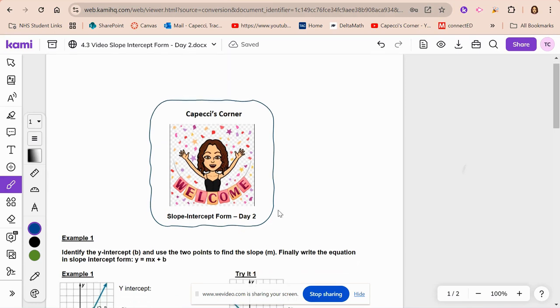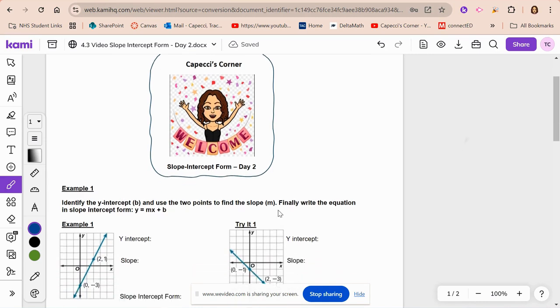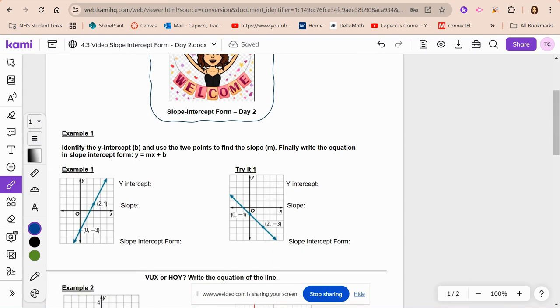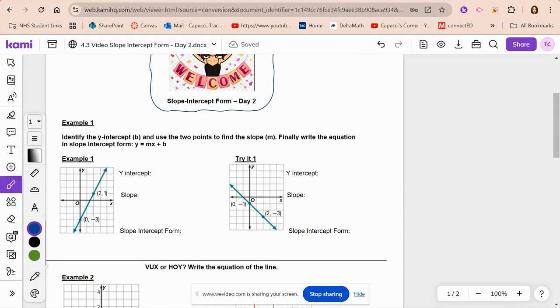Today on Capechi's Corner, we are going to take our second day and look at slope-intercept form. Today, we're going to concentrate on writing an equation of the line by looking at a graph. Okay, so again, here's my slope-intercept form: y is equal to mx plus b. Remember that m is my slope and b is my y-intercept, where it touches the y-axis. Let's see how we do.